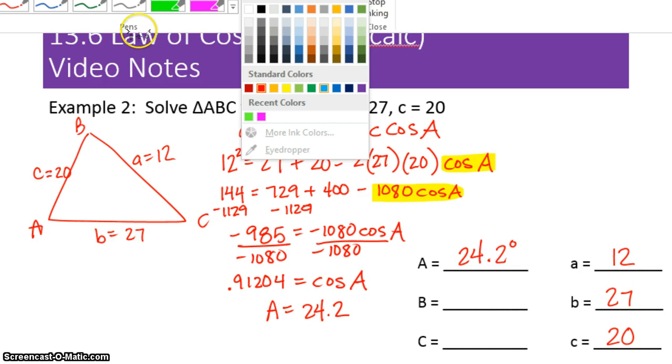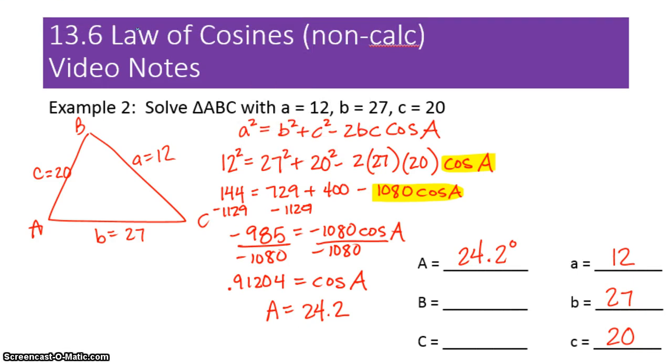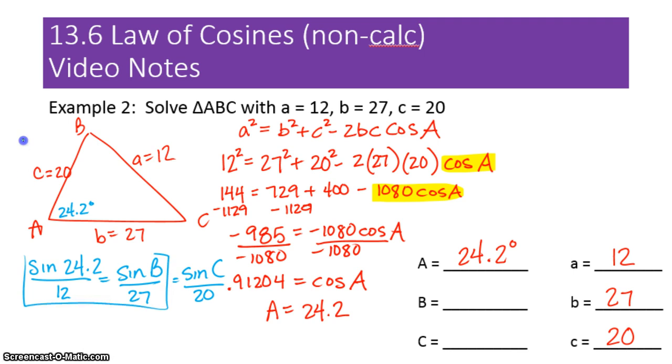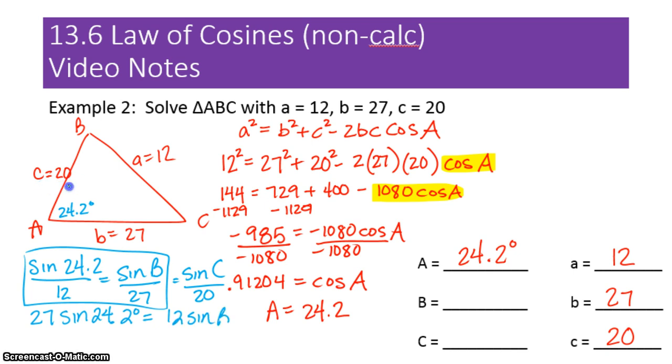And as I've said before, you are going to use law of cosines once. One time is all you ever need to get the missing pieces, and then you're going to set up law of sine. So we're going to say sine of A, which is 24.2, over A, which is 12, equals sine of B over 27, equals sine C over 20. And just because these are close together, we'll go ahead and do those first. So 27 sine 24.2 degrees equals 12 sine B. Divide by 12, divide by 12.